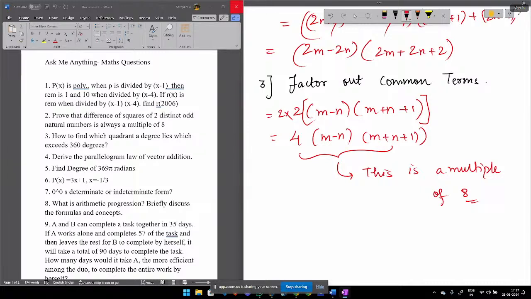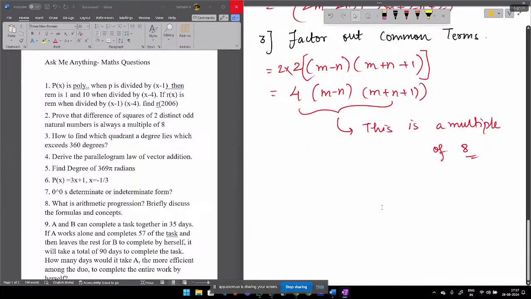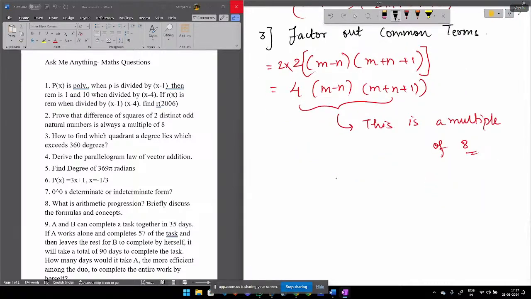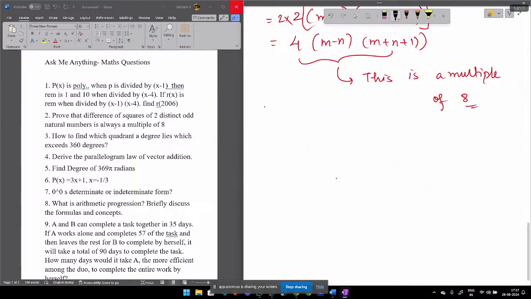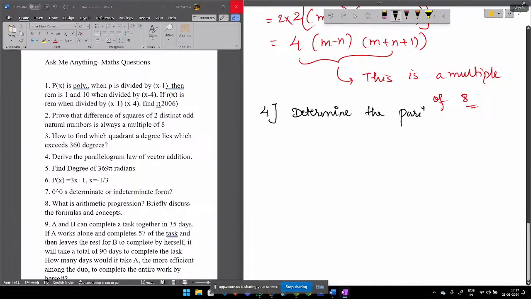We can determine the parity of the factors. Everyone understands the term parity? No? Okay, chalo, let's see. For those who understand, it's good. For those who don't, I'll explain. Okay? Determine the parity of factors.